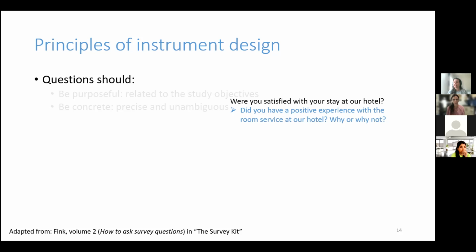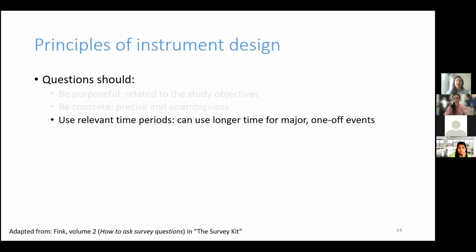A better example might be, did you have a positive experience with the room service at our hotel? Why or why not? Can you tell me a little bit more about that? So it's focusing on one aspect of the stay. It's not just saying, were you satisfied? It's asking whether your experience was positive. It's getting into why or why not. So it is focusing the person on one aspect that you're interested in. And we'll talk about different ways of doing this again in a few slides, but just being concrete, being precise in the questions that you ask.